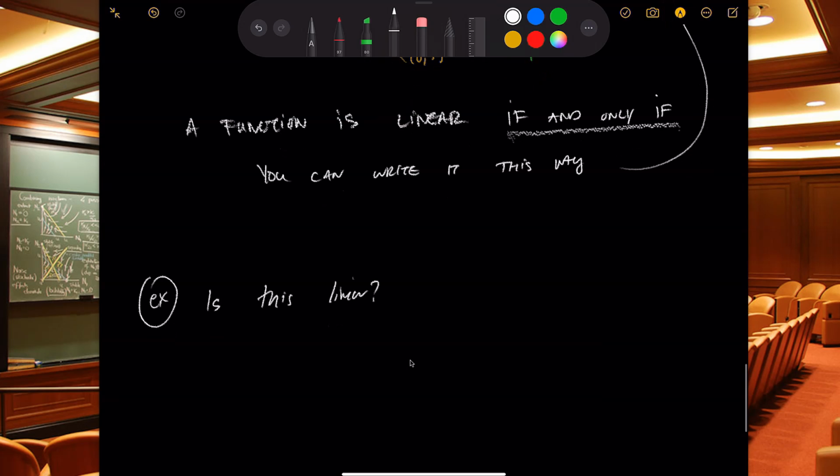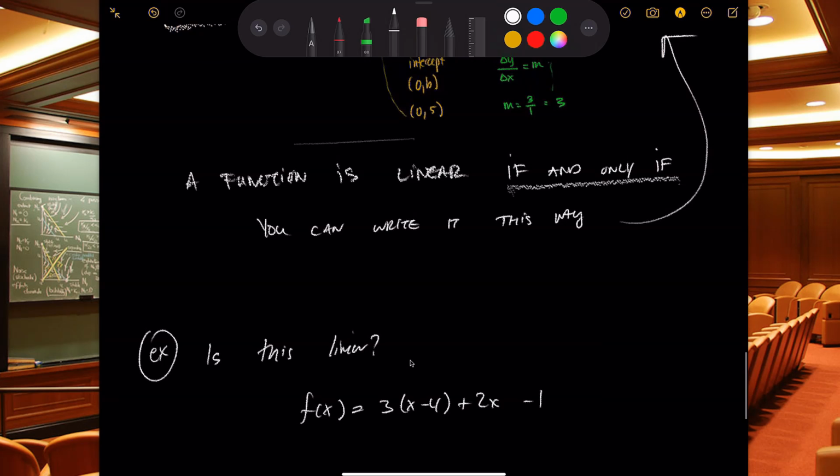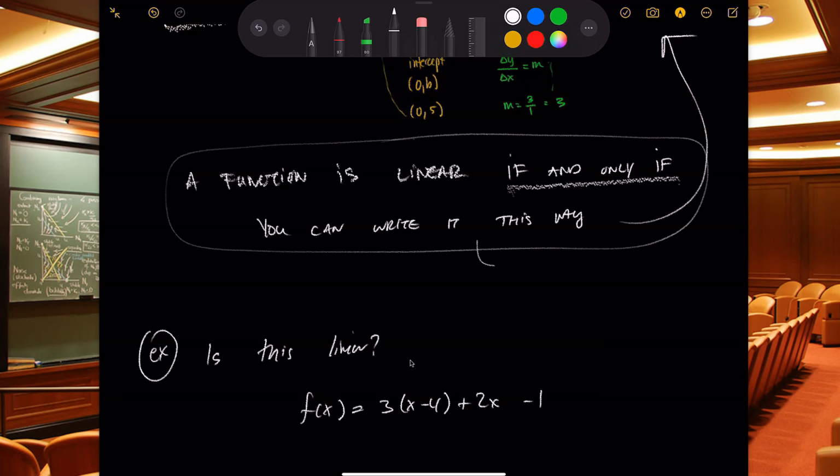So I'll ask you, is this linear? So if I have a function that looks kind of maybe close, is this a linear function? Well, I'm not quite sure, maybe just looking at it. There's a lot going on. We got brackets. So how can we tell? If you can write it in b plus mx form, meaning if you can rewrite it as b plus mx, it's linear. So this is a way to check.